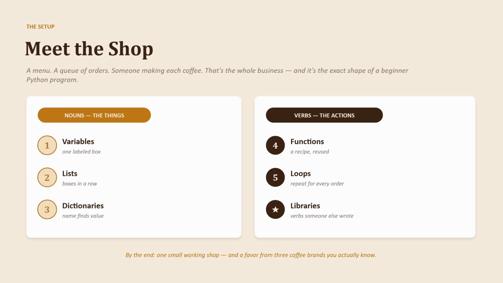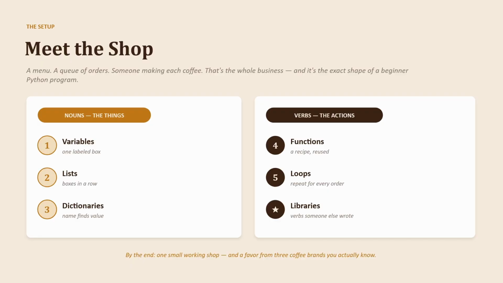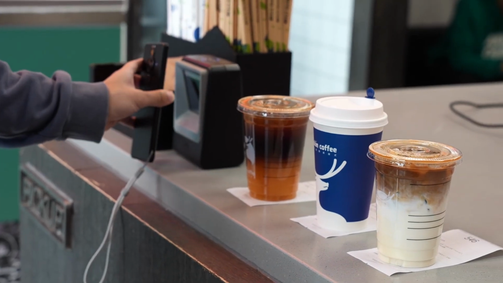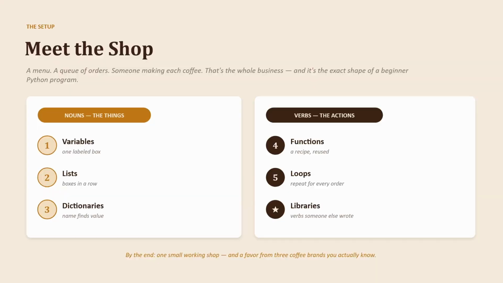We are taking one example of a coffee shop. In the coffee shop, we have the coffee names. Those are the noun things, and there is some action, like a customer comes and orders, and finally coffee preparation. So this is the action-oriented part. That is the whole business, and this is the exact shape of a beginner Python program.